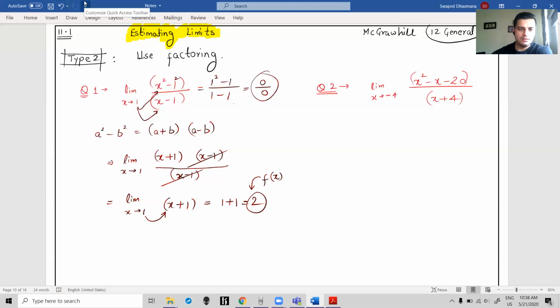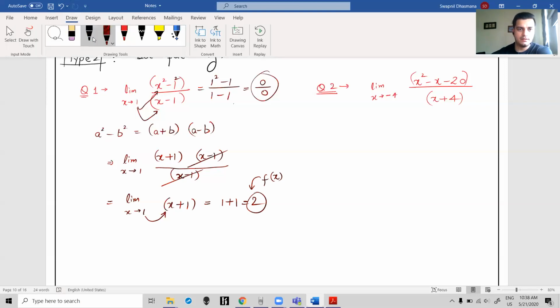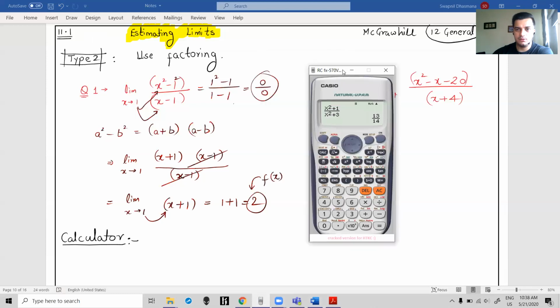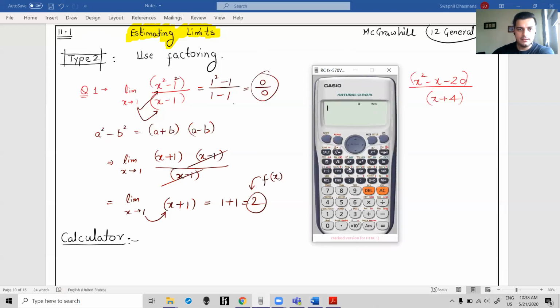Now, let's see how we can do this using the calculator. Let me use a different color. When you're using the calculator, most of the steps are the same as the previous case. Step 1, you write this on the calculator: fraction, alpha x squared minus 1, divided by alpha x minus 1. Now when you press calc and put the limit 1, you will see it says math error. That means there's a value which is unacceptable. Maybe it's the 0 by 0 form.